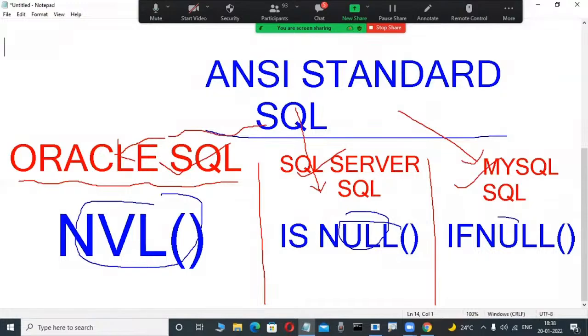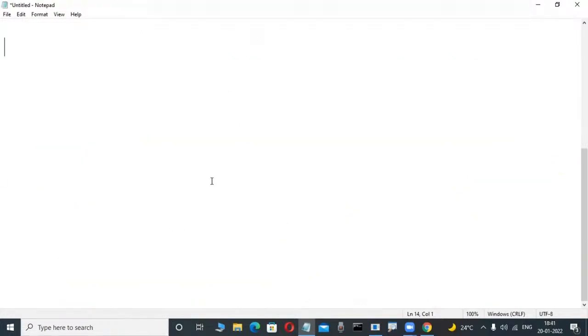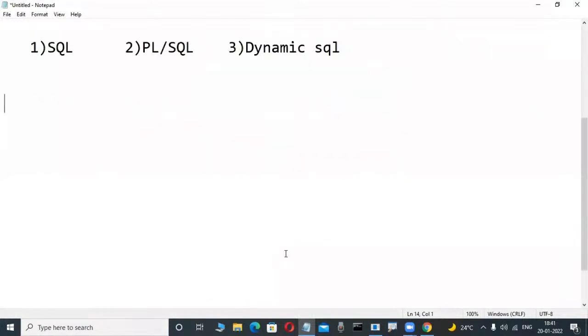And the syntax is totally different. Here the create procedure syntax is different, and here the create procedure syntax is also different, with slight differences. Suppose there is a function MONTHS_BETWEEN in Oracle SQL only. Can I use the same function in SQL Server? No, there is DATEDIFF, which is another function.